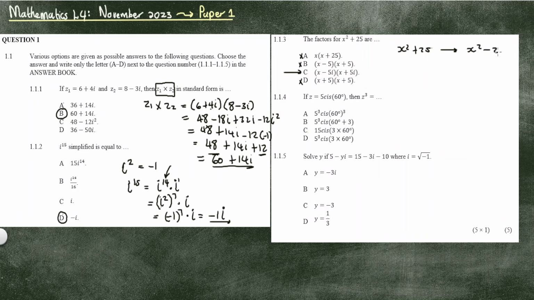X squared minus 25 can be factored out. It's a difference of 2 squares. But here we are dealing with a sum of 2 squares. Hence I'm saying in a high school setting you cannot factorize this. But we know better now, right?